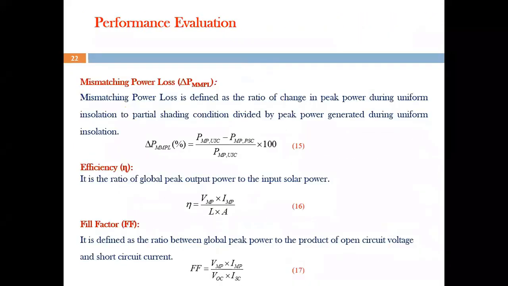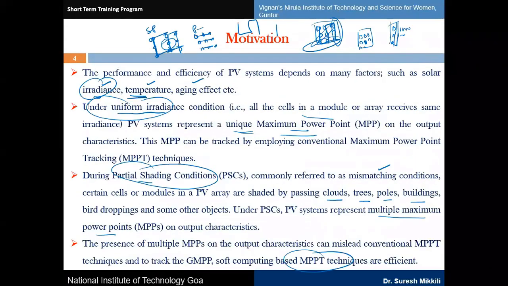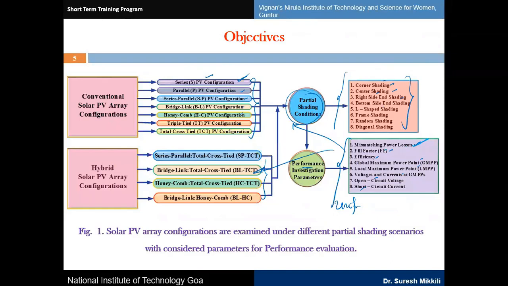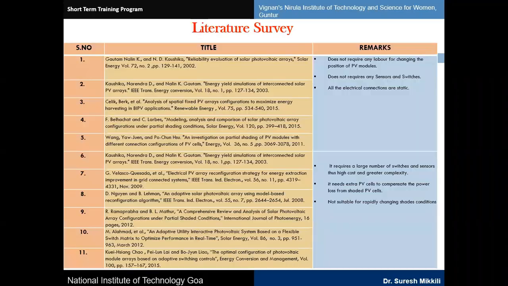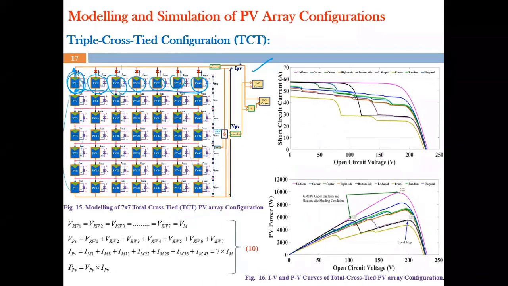Before that, I'll show you. Now, suppose you have done series configuration, parallel configuration, TCT, bridge link. So how do you find the mismatching loss? How do you find the efficiency? How do you find the fill factor? These are the parameters we want to ensure. We want to calculate mismatching loss, fill factor, efficiency, and global maximum power point. By calculating all these parameters for each and every configuration under all these conditions, we will say which configuration gives better performance. Okay, I have the answers. I'll show you in the next file.